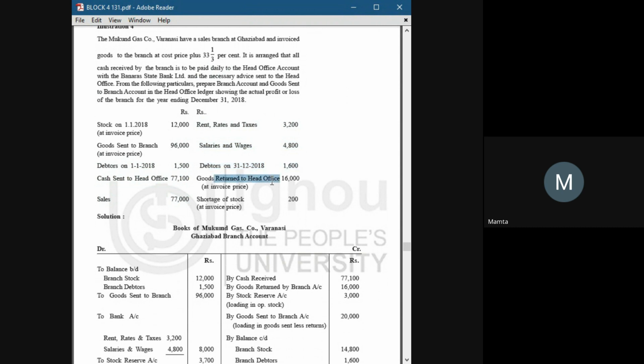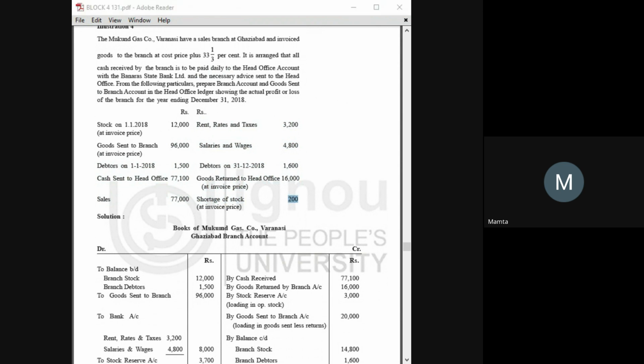Goods returned to head office are 16,000 at invoice price. It is returned, and the shortage of stock at invoice price is 200.